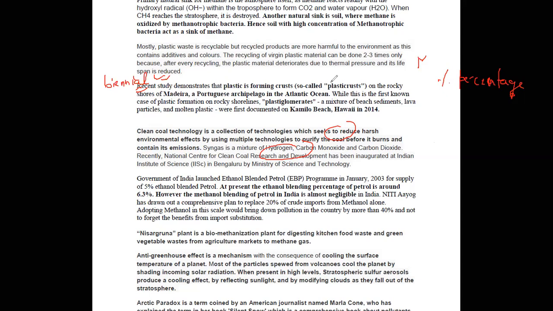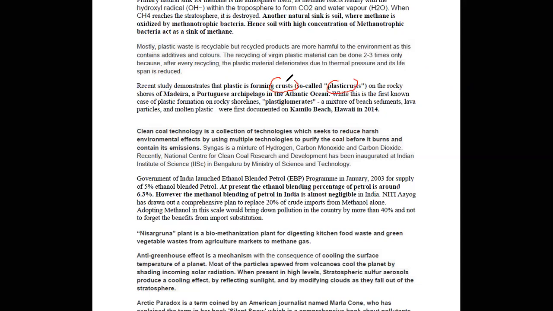Plastic crust. So there is a phenomenon that they can ask you about. These points which I'm writing here have been derived from different test series and previous year questions. So plastic crust, they can ask. Is plastic crust the plastic which has been found at the bottom of the ocean or something else? No, it is actually the plastic which is forming on crust, as the name suggests. So plastic which is forming on the rocky shores of a Portuguese archipelago.